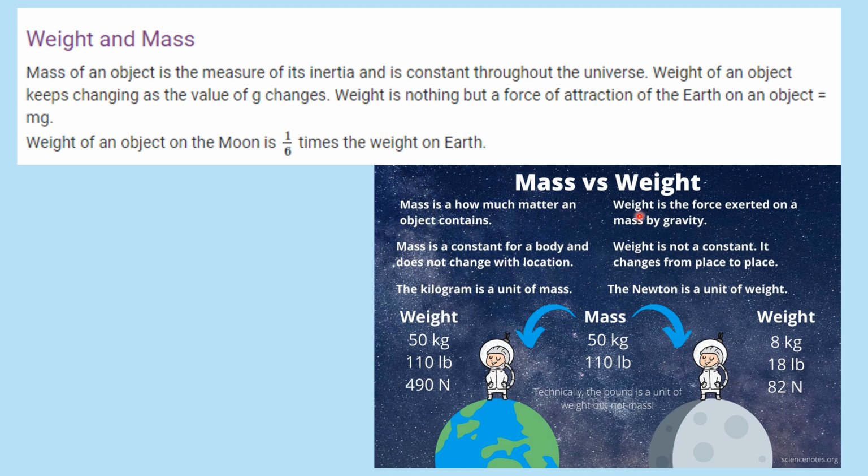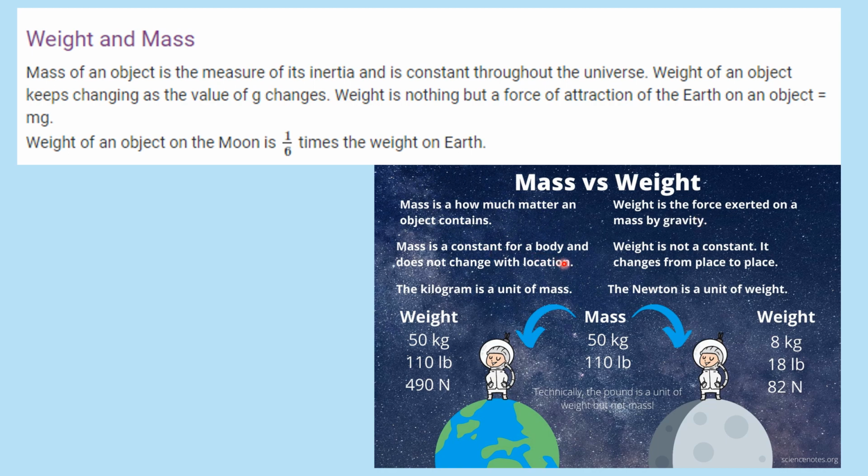What is meant by weight? Weight is the force exerted on a mass by gravity. Weight is nothing but the gravitational force. Weight is not constant, because how much the quantity of matter is attracted by gravity decides the weight of an object.